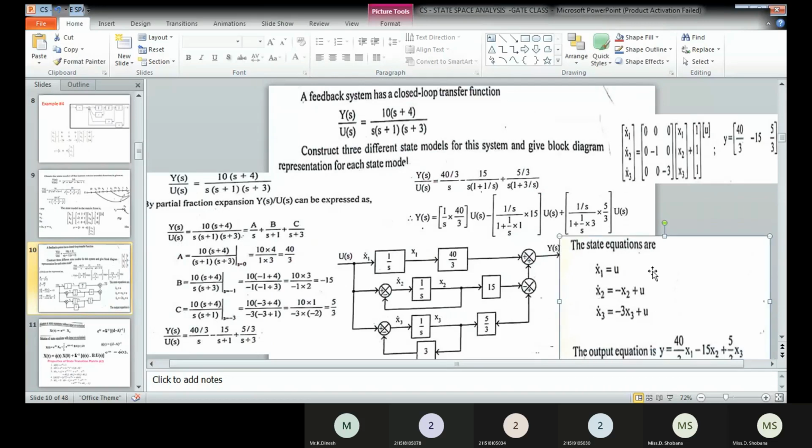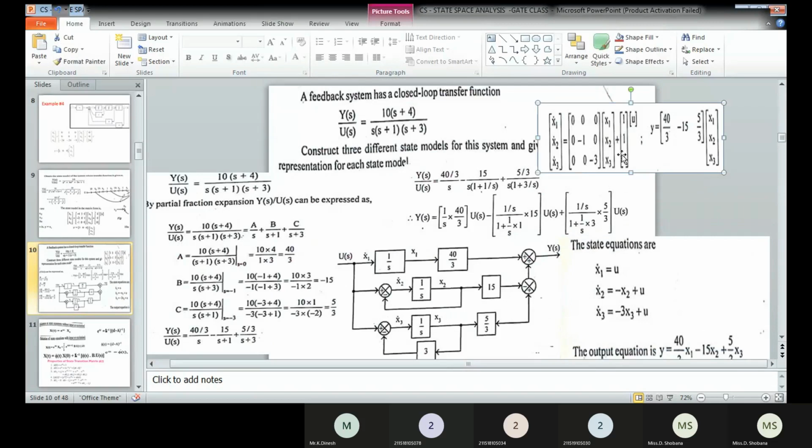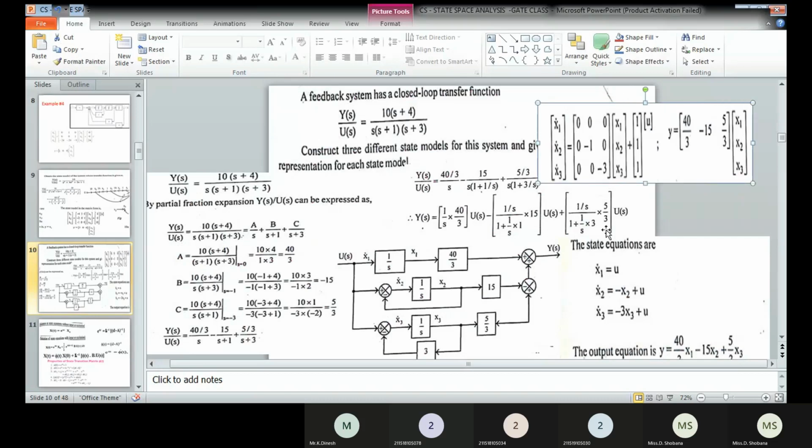Consider these equations and you can write the state model also. If you are writing the state model, x1 dot, x2 dot, x3 dot is equal to: in the x1 dot equation there is no x1, x2, x3, therefore 0, 0, 0. U is available, therefore 1. And x2 dot, we are having only the x2. X1 is 0, x3 is 0, minus 1. And u is also available, 1. And x3 dot, only x3 is available, coefficient of minus 3. For x1 and x2, 0, 0, minus 3. Here u is available, 1.